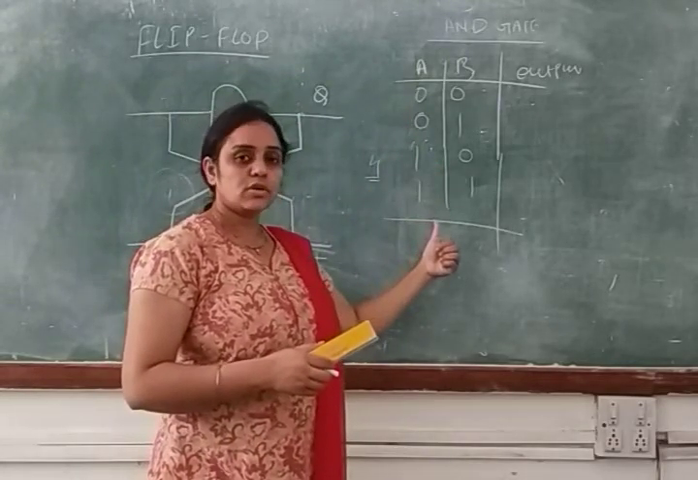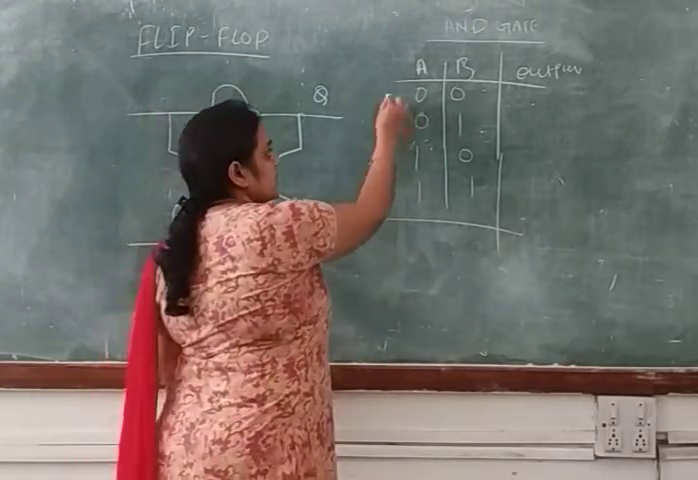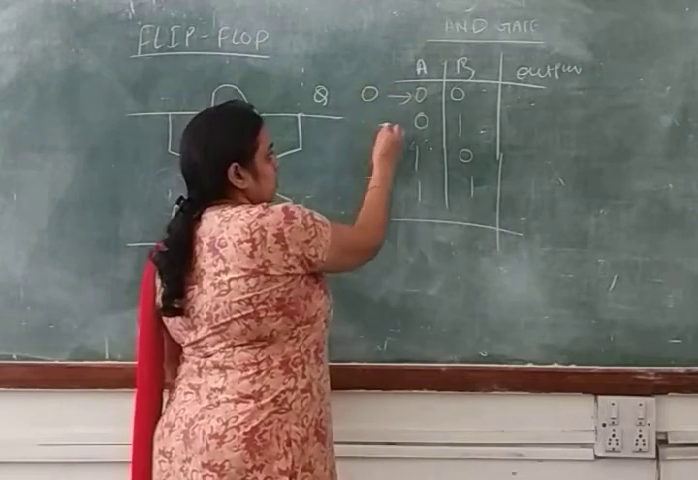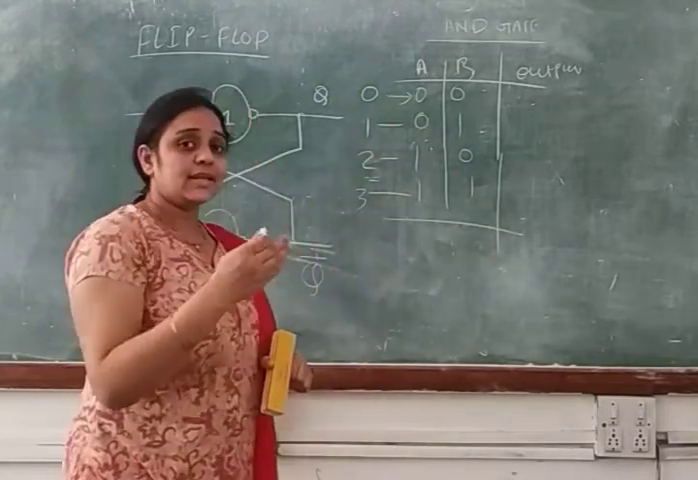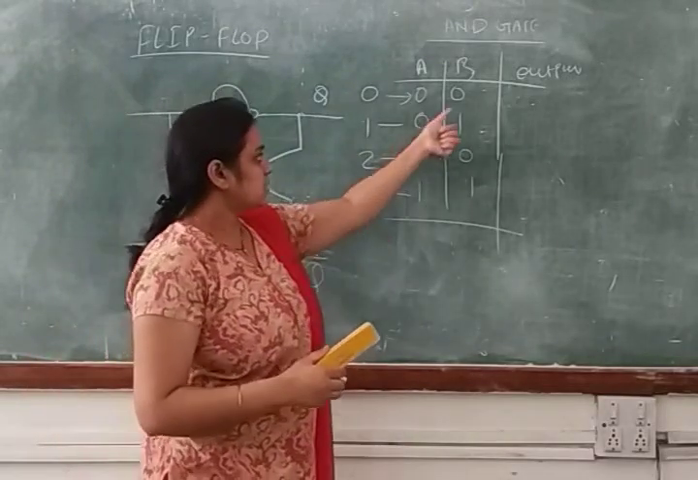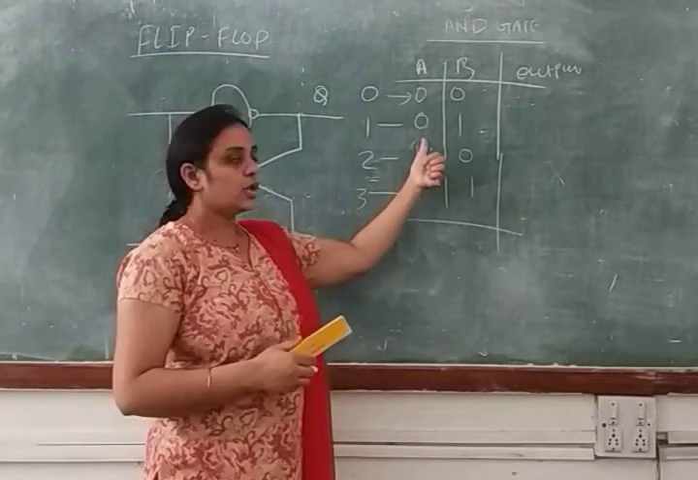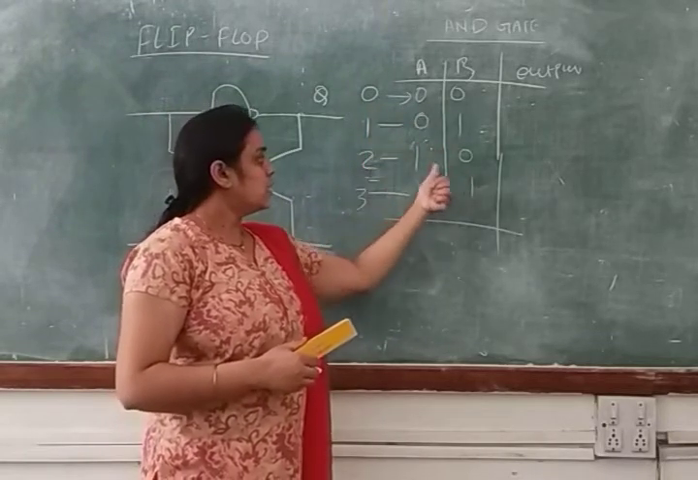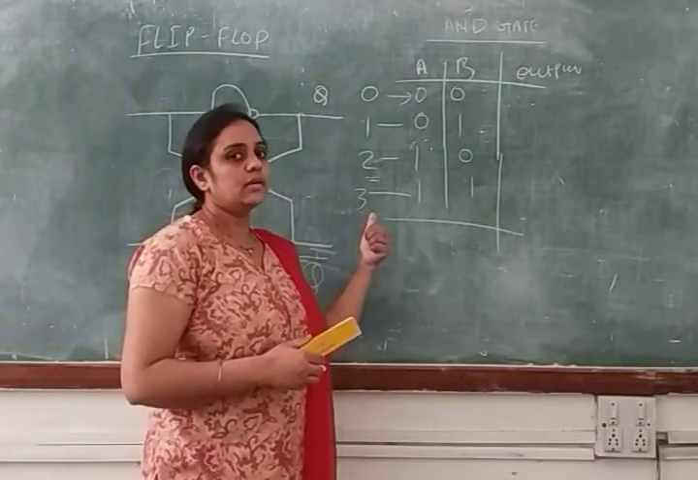And what is the range of these combinations? From 0 to 3 if you convert them into the decimal number system: 0, 1, 2 and 3. 0 0 when you convert into decimal you will get 0. 0 1 when you convert, you will get 1. 1 0 you will get 2, and 1 1 when you convert, you will get 3.